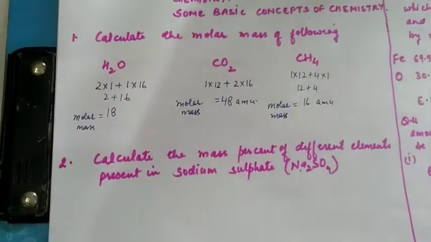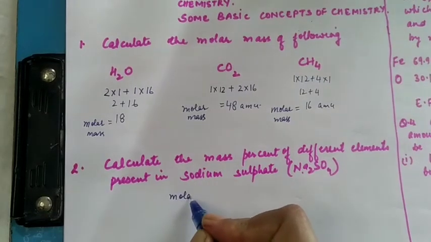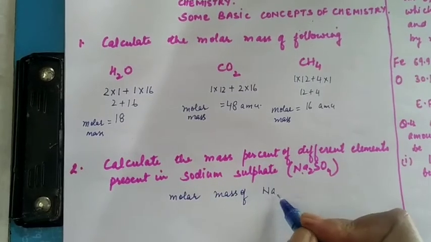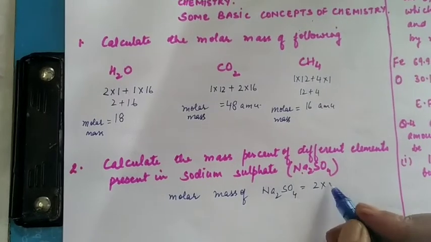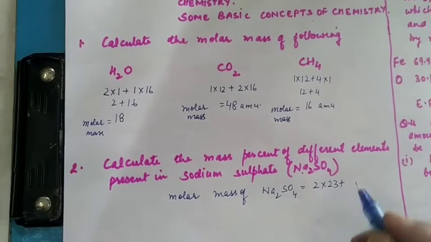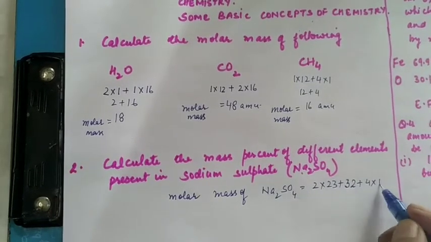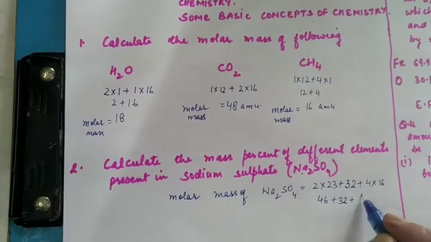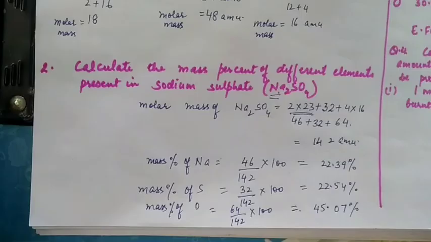Calculate the mass percent of different elements present in sodium sulfate. So for that, first let us calculate the molar mass of sodium sulfate. So 2 atoms of sodium into atomic mass of sodium 23 plus sulfur 1 atom, and oxygen 4 atoms, atomic mass 16. So this is 46 plus 32 plus 64.